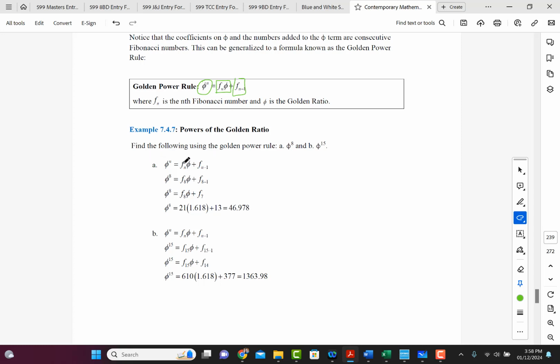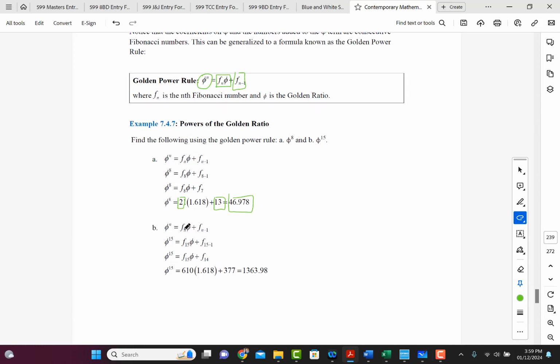Let's do this example. So now let's use this to find phi to the 8th power. So the 8th Fibonacci number times phi plus the 7th Fibonacci number. And so the 8th Fibonacci number is 21 and the 7th is 13. So we take phi, which is approximately 1.618, times 21 plus 13, and that gives us this.